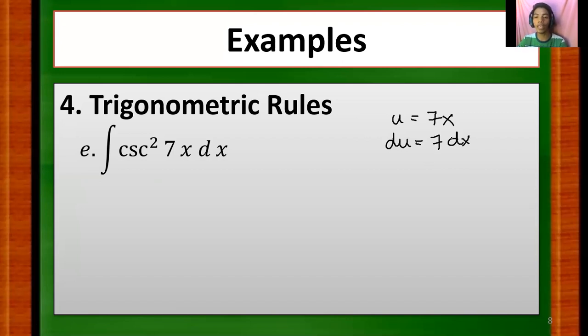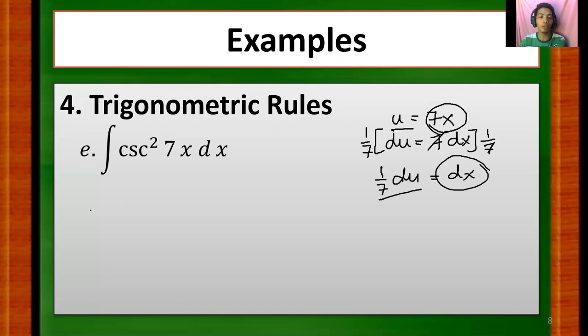Okay? So yung 7 dx, meron siya numerical coefficient na 7. Tatanggalin natin siya by multiplying both sides by 1/7. Okay? 1/7. So ganun lang siya kadali. Pag 7 yan, edi sa 1/7 mo siya imumultiply. So I have 1/7 du is equal to dx na lang kasi na-cancel na to. And then after that, yung 7x ay papalitan ko ng u at ang dx ay papalitan ko ng 1/7 du. So magkakaroon ako ng integral of cosecant square of u multiplied by 1/7 du.